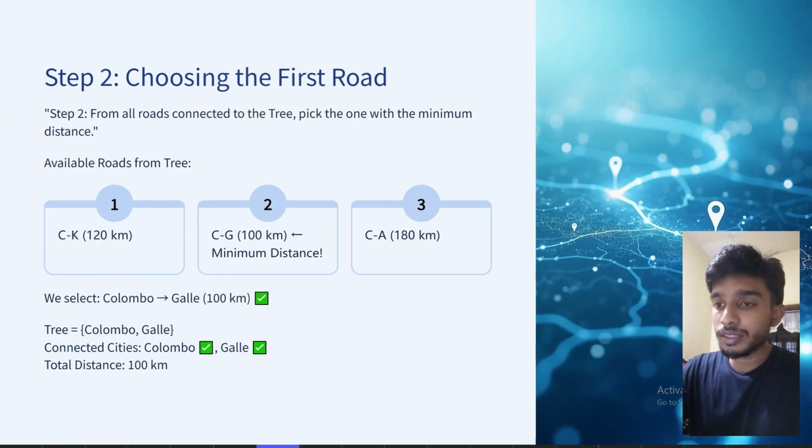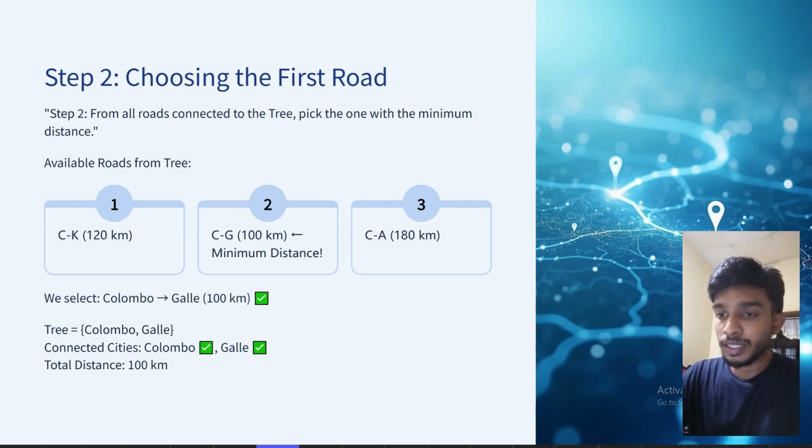Step 2. Choose the road with minimum distance that connects to our tree. We have 3 available roads from the tree: Colombo to Kandy, Colombo to Galle, Colombo to Anuradhapura. Now we choose the minimum road distance. We get Colombo to Galle. Now we have 2 cities, Colombo and Galle. Connected cities are Colombo and Galle. Total distance is 100 kilometers.